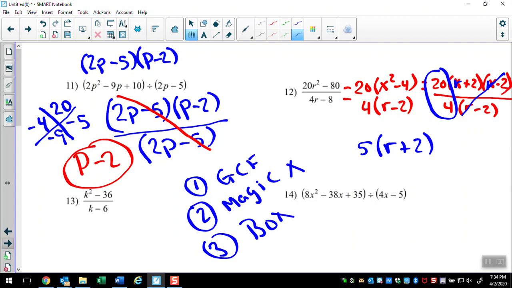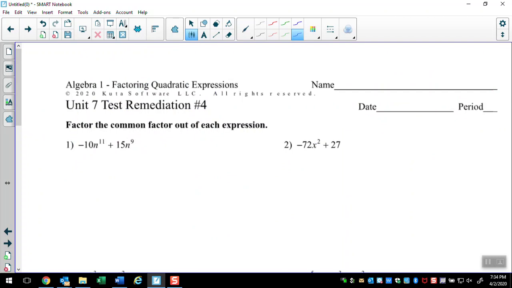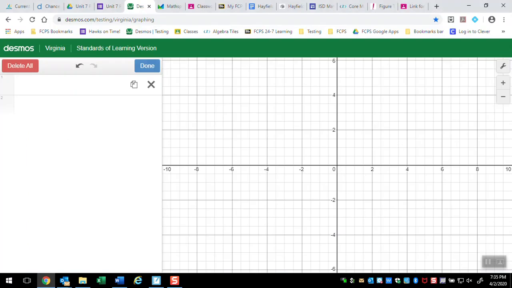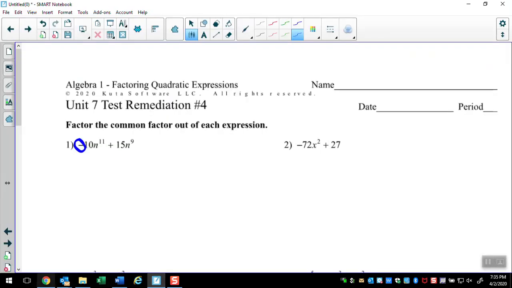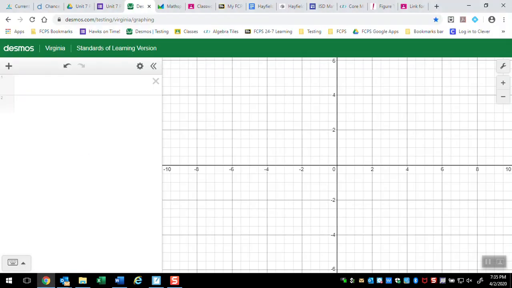Alright, now let's come over here. So this one is just factoring. Okay? Just factoring. So first, all they want you to do here is factor the common factor out of each expression. So I'm going to start with my numbers. If your first term is negative, then your common factor has to be negative. So the biggest number that can divide into 10 and 15. This is where I can use Desmos for sure. So if I want to find the greatest common factor of, what was it again? I forgot. 10 and 15, or negative 10 and 15. We're just going to do the 10 though.